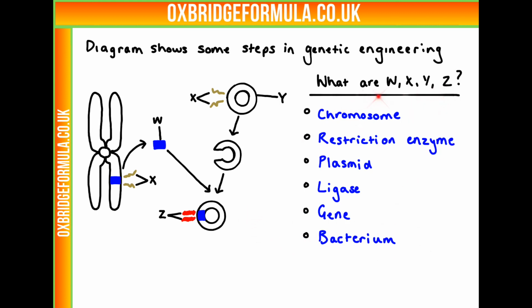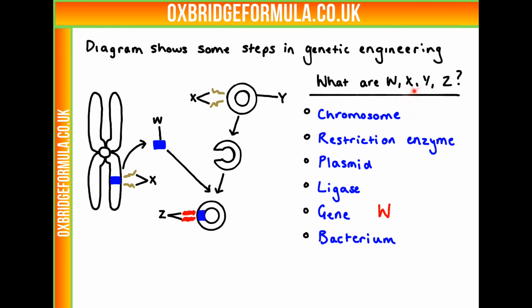So, let's start with the first one, W. We can see it's this little box here that's also present in this structure and this structure here. So we can see that it's been removed from this one here, which we should be able to work out as a chromosome just by the shape. So have a think, what makes up chromosomes and what could be removed from one? Well, we know that in fact genes make up the chromosomes and we can cut them out. So W is going to relate to the gene.